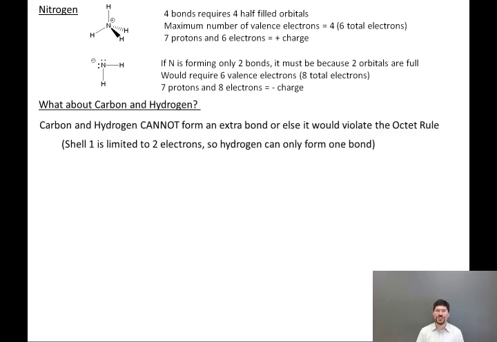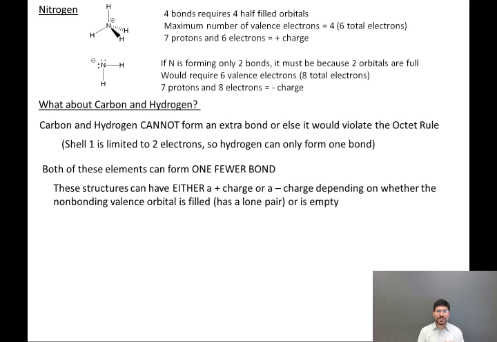Okay, what about carbon and hydrogen? Carbon and hydrogen cannot form an extra bond, or else you would violate the octet rule. Shell 1 for hydrogen is limited to 2 electrons. A bond has 2 electrons. If you tried to form 2 bonds to hydrogen, you'd be putting 4 electrons around this hydrogen, and that violates the octet rule. And then similarly for carbon, if you have 5 bonds to carbon, that would be putting 10 electrons around that carbon and violating the octet rule. However, both of these elements can form 1 fewer bond without violating any fundamental rules of nature.